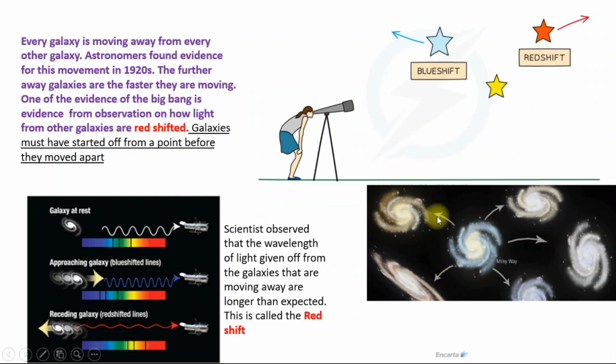Like we see in this case, all the galaxies are receding when you observe them. All the light from galaxies 1, 2, 3, 4, 5 are redshifted when you observe them from the Milky Way, from our own galaxy. It implies that they are all moving apart from each other and must have kicked off from a point. Scientists observe that the wavelength of light given off from the galaxies that are moving away is longer than expected. That is what is known as the redshift, which is a useful evidence of the Big Bang.